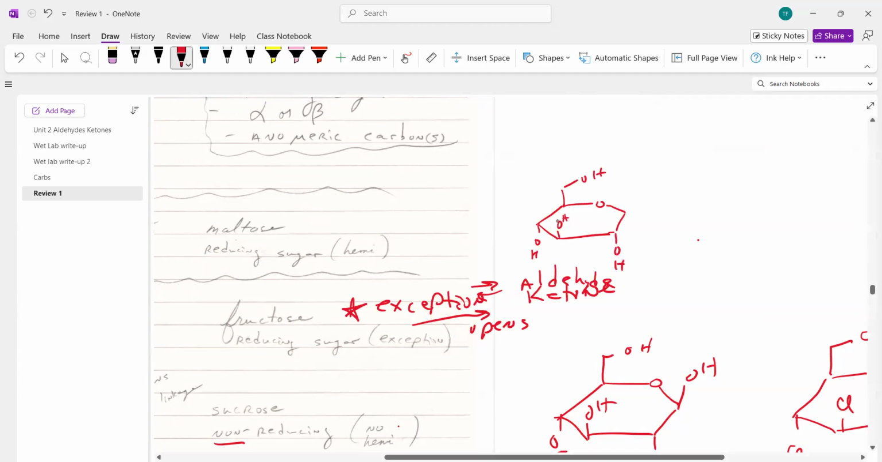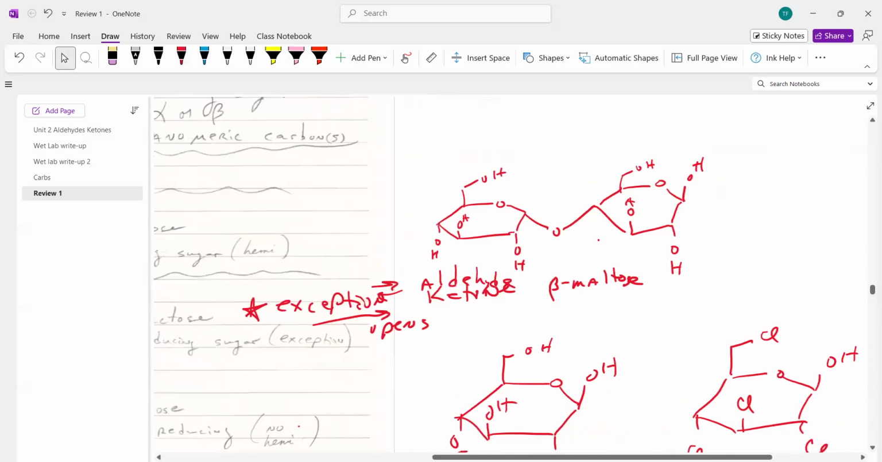So here's the first glucose. And let's do beta maltose. That means this is going to go up. Okay, so right away, we know this is a hemiacetal. That means it's a reducing sugar. This is an acetal. But here are the anomeric carbons. There's an H here. That's why it's an acetal, not a ketal. And there's no OH present.